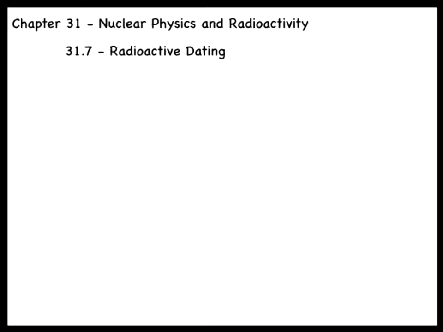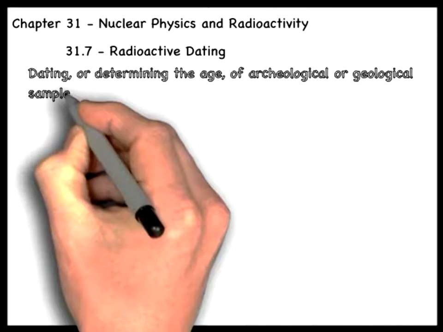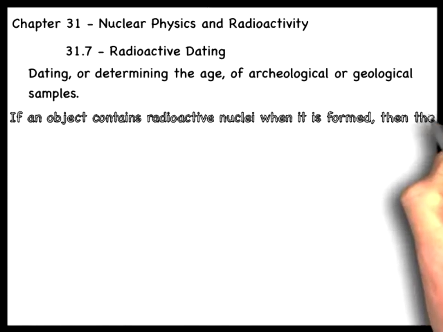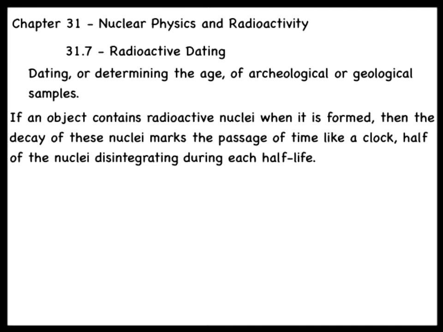Let's now look at one important application of the relationships that govern radioactivity. This involves the dating, or determining the age, of archaeological or geological samples. If an object contains radioactive nuclei when it is formed, then the decay of these nuclei marks the passage of time like a clock, half of the nuclei disintegrating during each half-life.